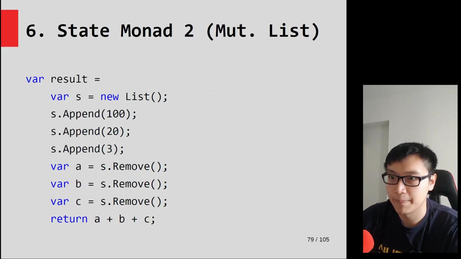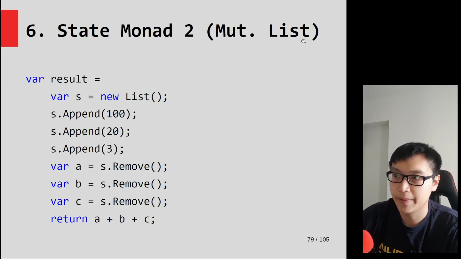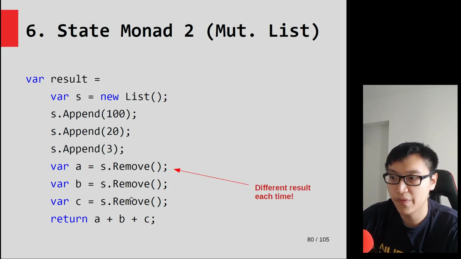Let's do another example. Let's say you have a mutable list, or a mutable queue or stack. You add three numbers and then you individually remove them from the list S and you add them up. Seems okay, but the problem here is that at each step of the process you are getting a different result each time.